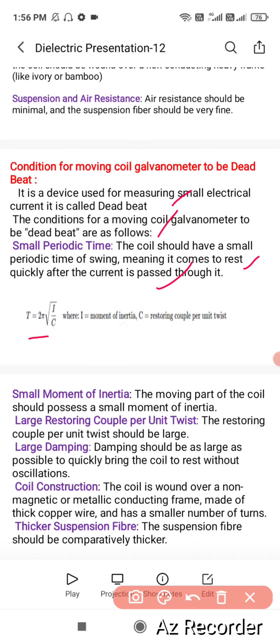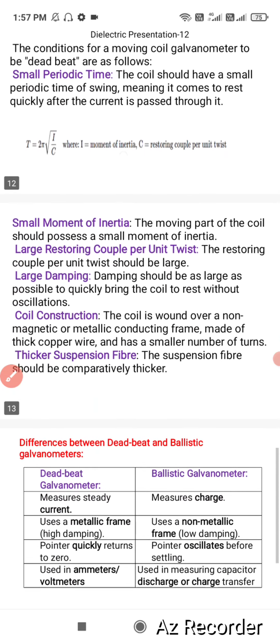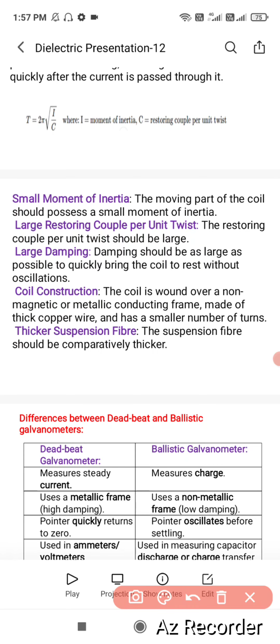The time period is T equals 2 pi root of I divided by C, where I is the moment of inertia and C is the restoring couple per unit twist. Small moment of inertia: the moving part of the coil should possess a small moment of inertia.